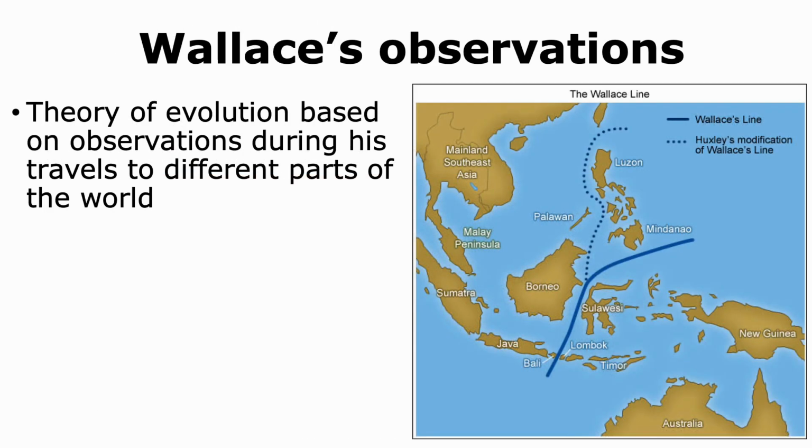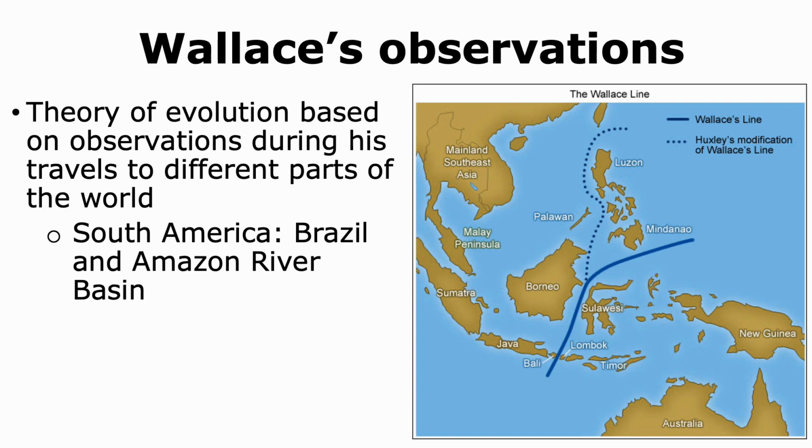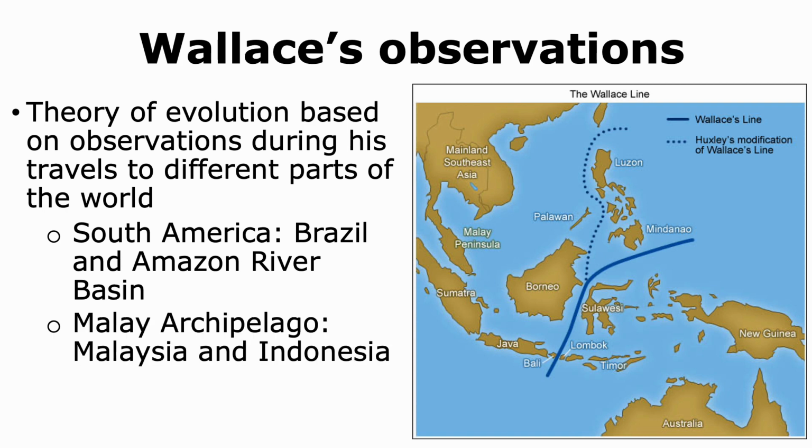Alfred Russel Wallace was a naturalist who traveled to different parts of the world and observed living organisms. He traveled on British naval vessels to places like South America, where he studied the different animals in Brazil and the Amazon River basin. He also traveled to the Malay archipelago, where current-day Malaysia and Indonesia is present, and observed the different organisms present there as well. Based on his observations, the Wallace line has been created, which is an imaginary line that delineates the Southeast Asian as well as Australian fauna.